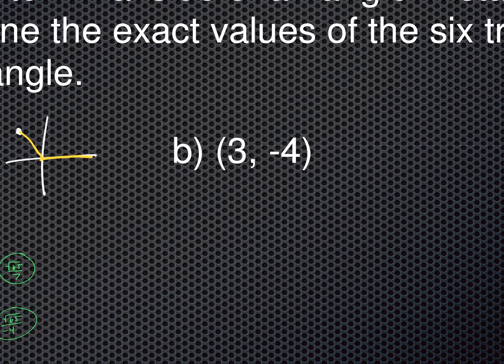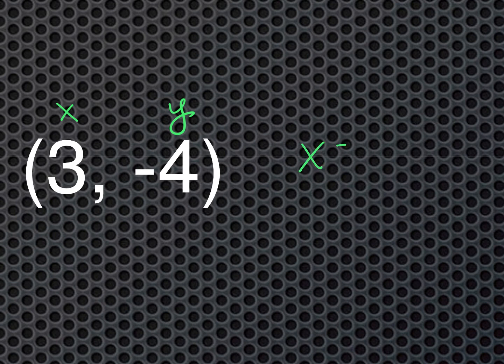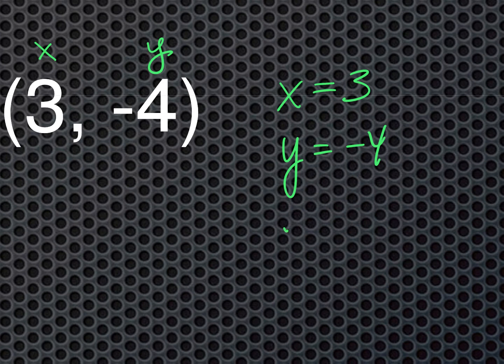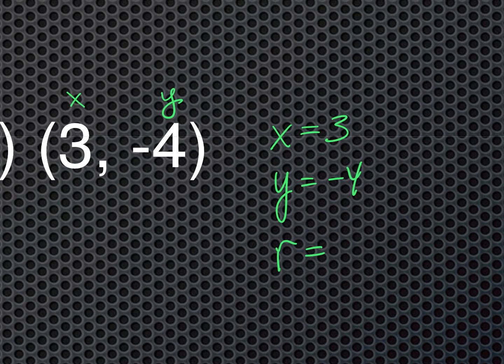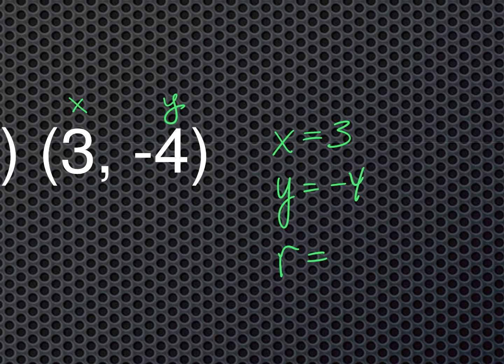Scoot on over. 3, negative 4. Well, what is 3? X. What is negative 4? Y. So x equals 3, y equals negative 4, and r equals what? We got to find it out. But think about this. Where is this angle? It's over here in the fourth quadrant. So it came around like this. But again, you guys should be able to visualize that. You're going to need to be able to visualize that a little later.